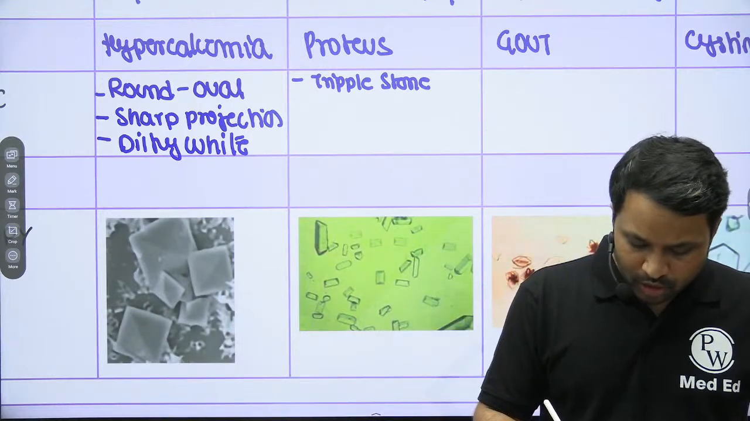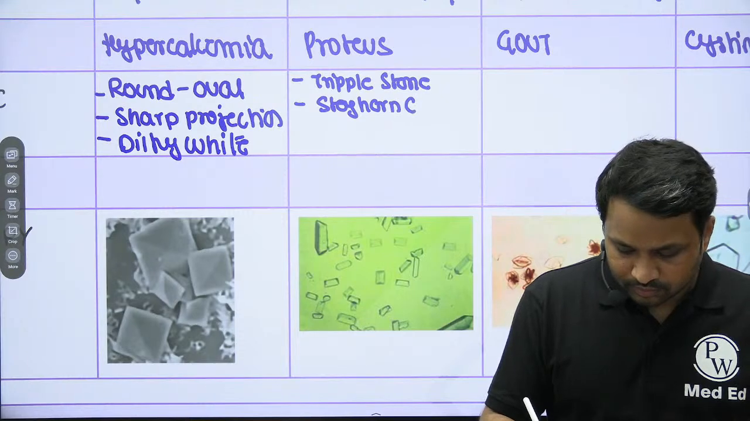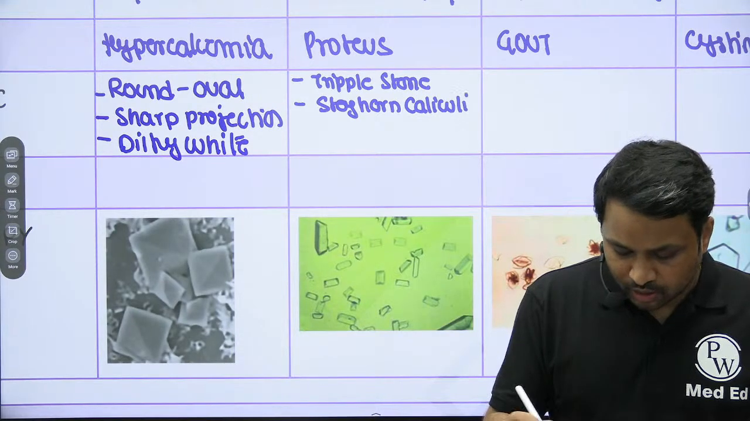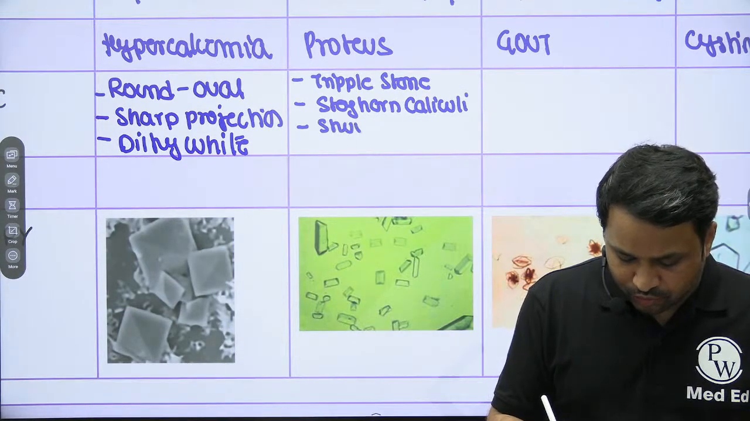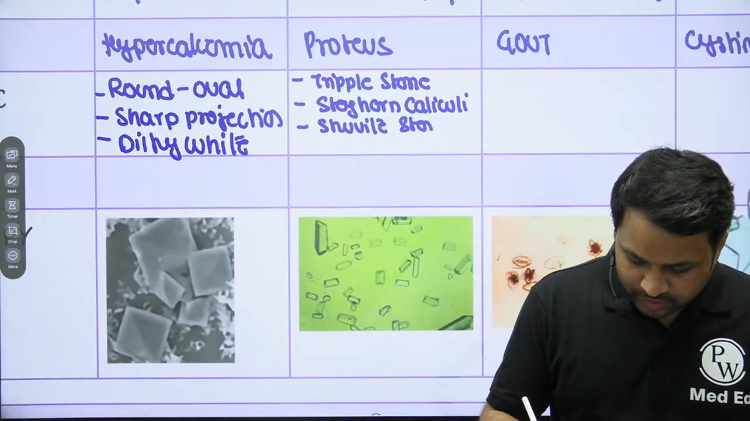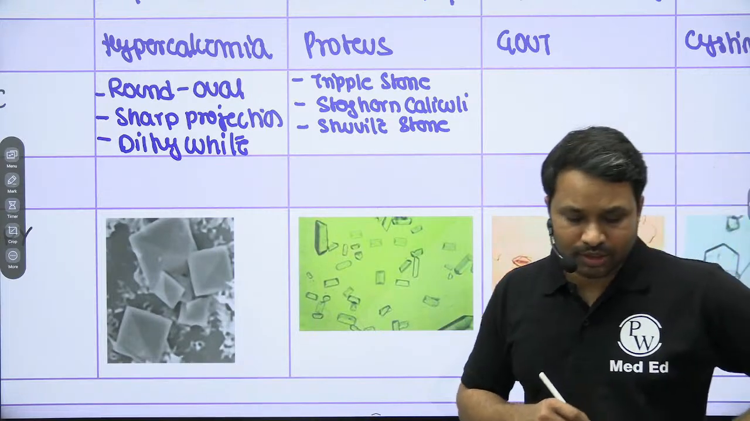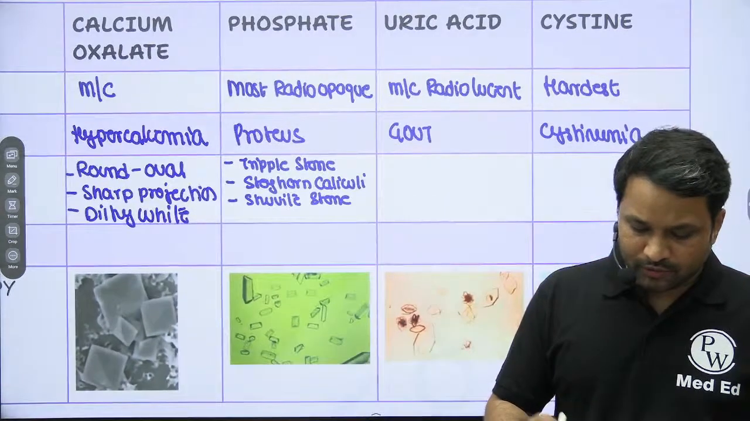It is also called the Staghorn calculi. It is also called the struvite stone. So Staghorn calculi, triple stone, struvite stone is your phosphate stone.